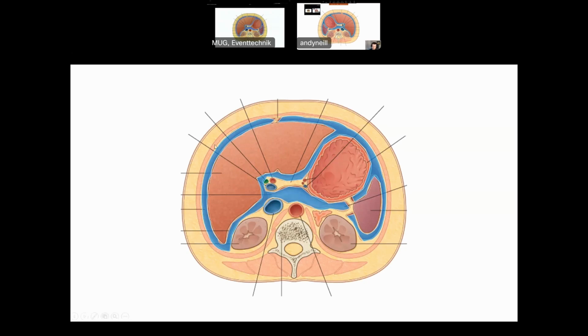Fluid can effectively move wherever it wants in this space. There are no physical barriers to its movement, and it can go anywhere within those spaces. But what we know is that fluid will always go to the lowest point. Gravity will have an effect.